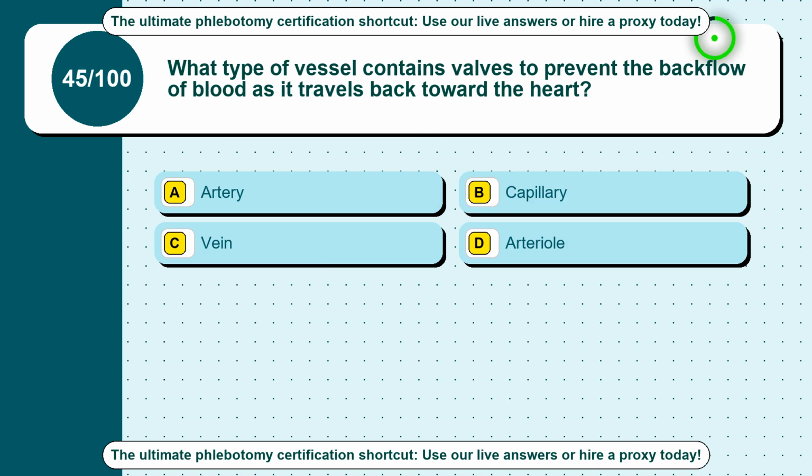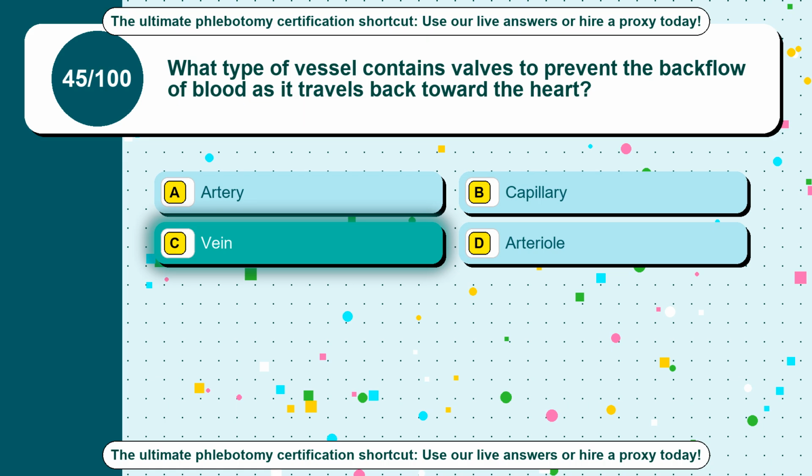Question 45. What type of vessel contains valves to prevent the backflow of blood as it travels back toward the heart? Option A, artery. Option B, capillary. Option C, vein. Option D, arteriole. The correct answer is option C, vein.